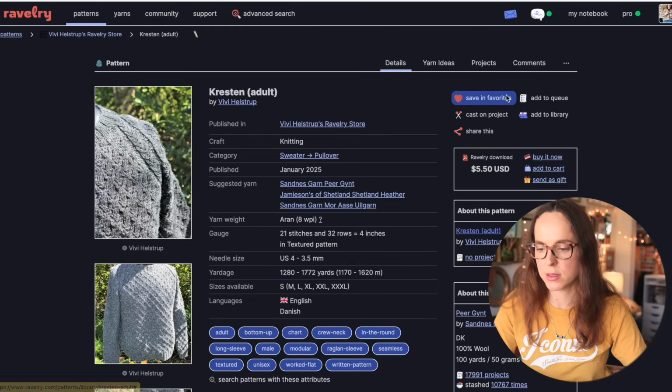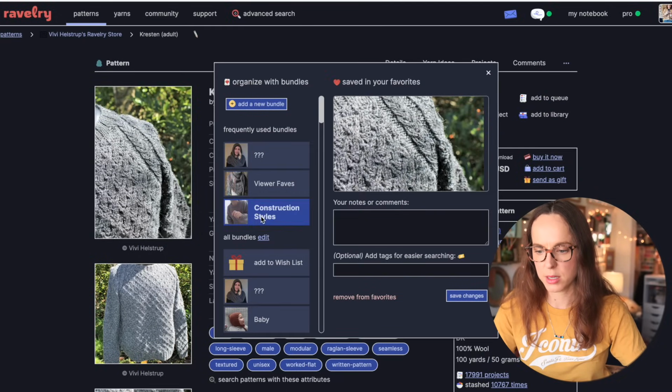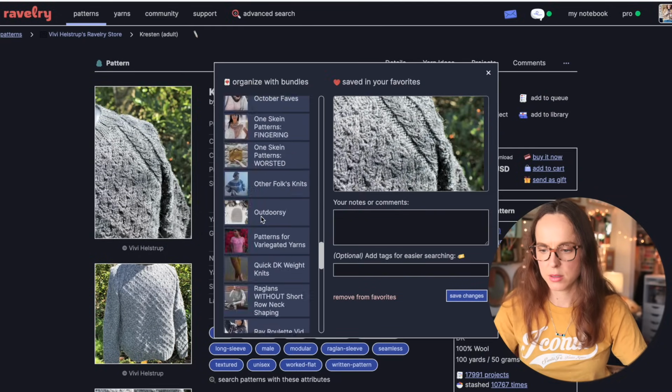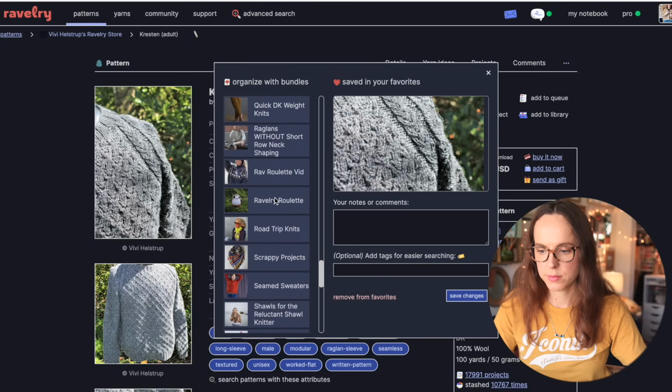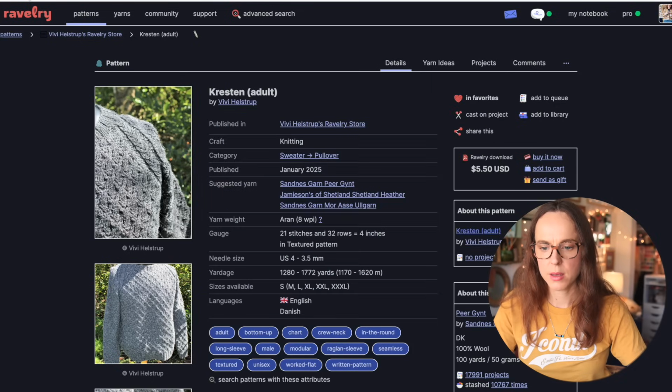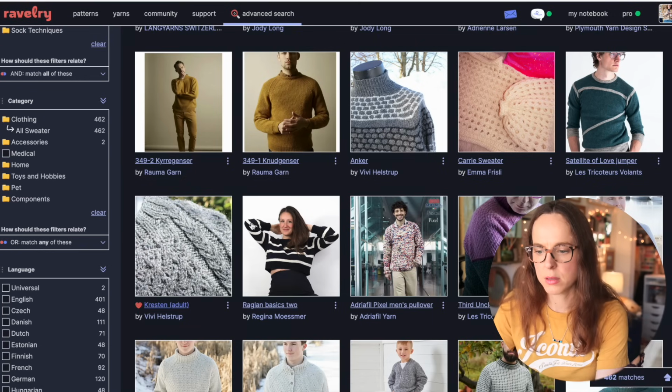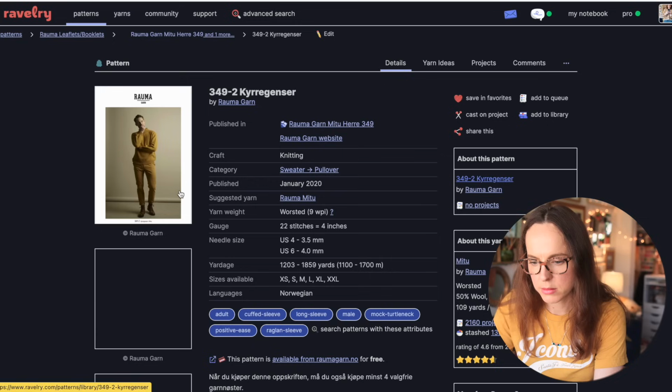Okay, so that's the Creston adult sweater. I'm going to put that in construction styles on Ravelry. And now let's go back. What is this?